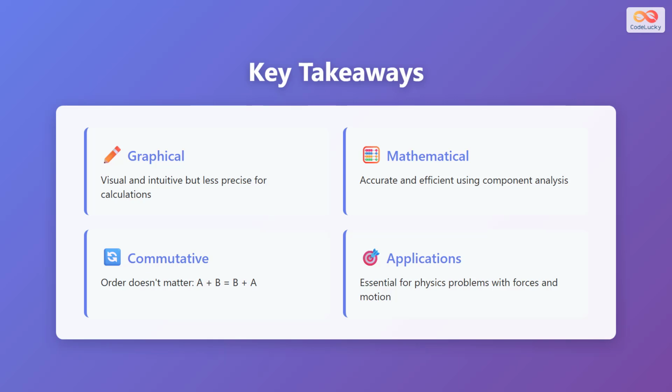Let's review the key concepts. Graphical methods like the triangle and parallelogram approaches are visual and intuitive, but they're less precise for detailed calculations. Mathematical methods using component analysis are accurate and efficient, making them ideal for problem solving. An important property of vector addition is that it's commutative, meaning the order in which you add vectors doesn't matter. A plus b equals b plus a. These techniques are essential for analyzing forces and motion in physics, from simple problems to complex real-world applications.